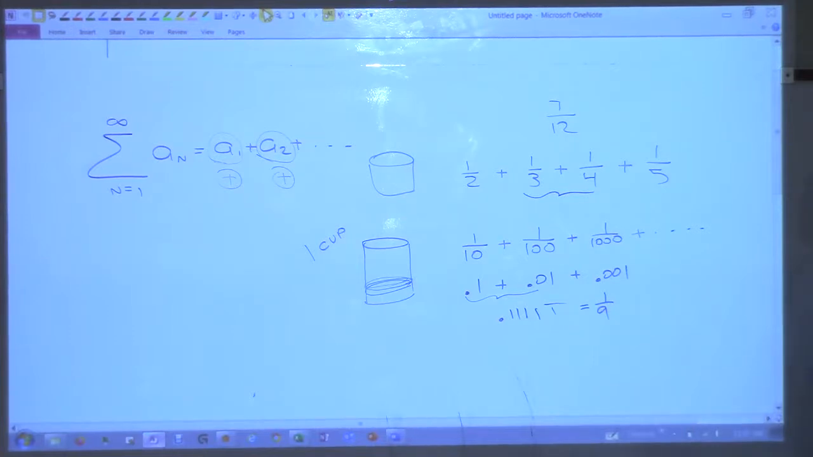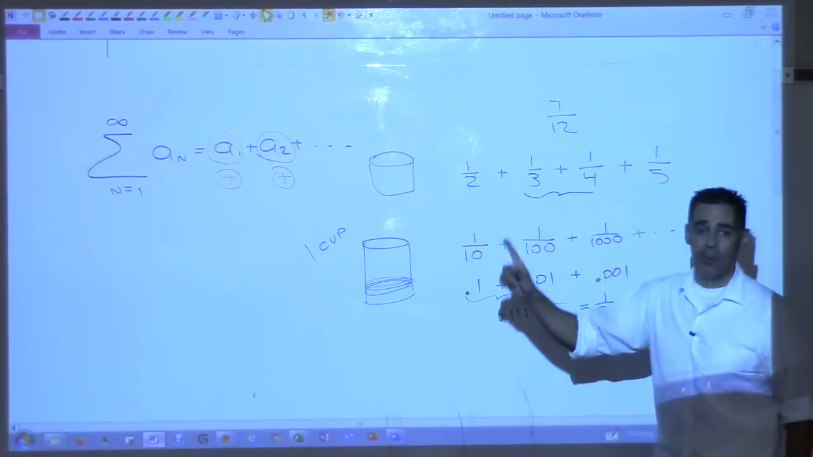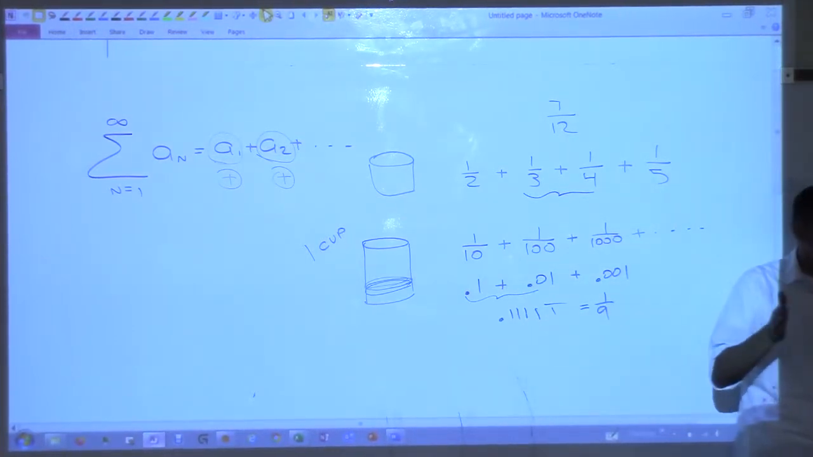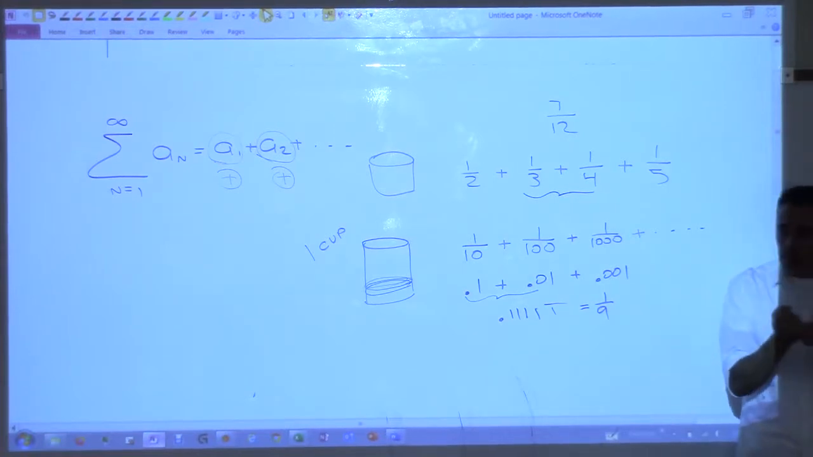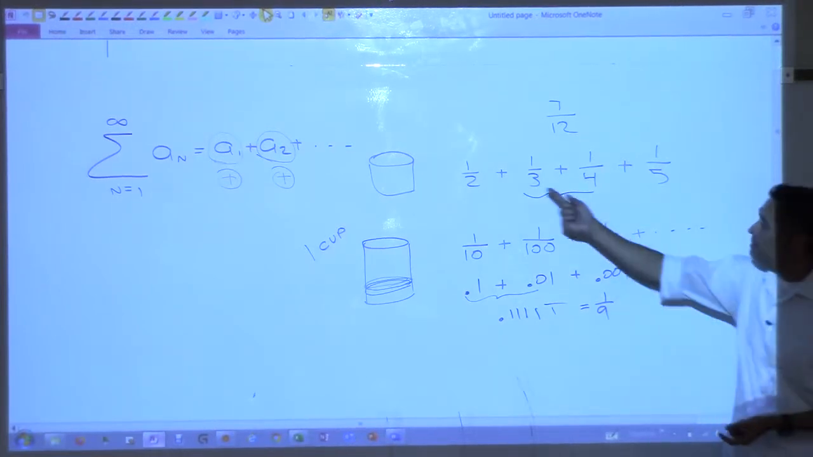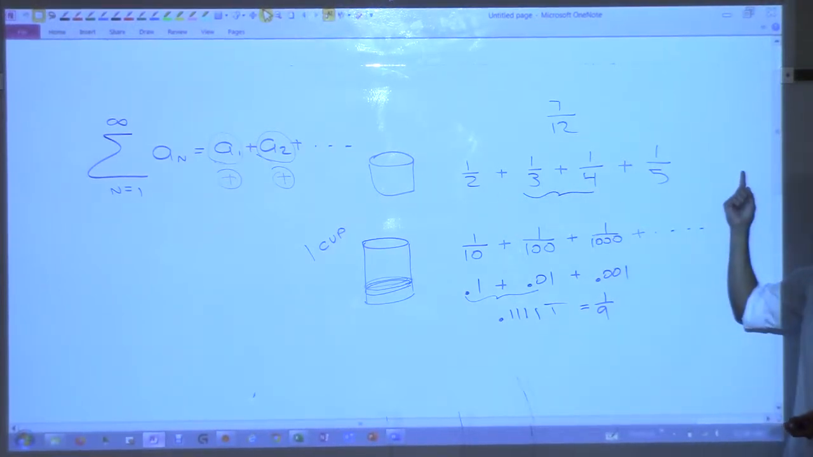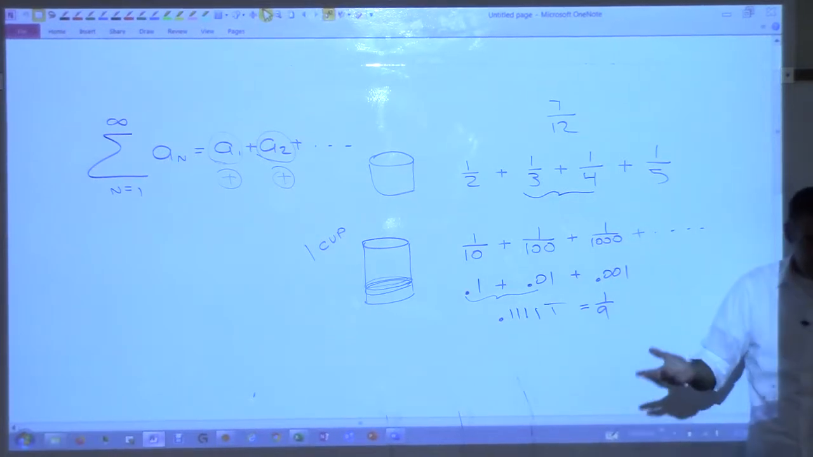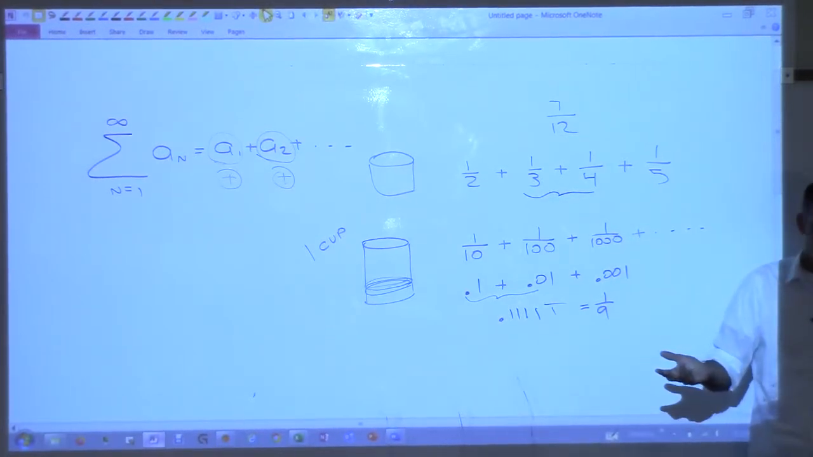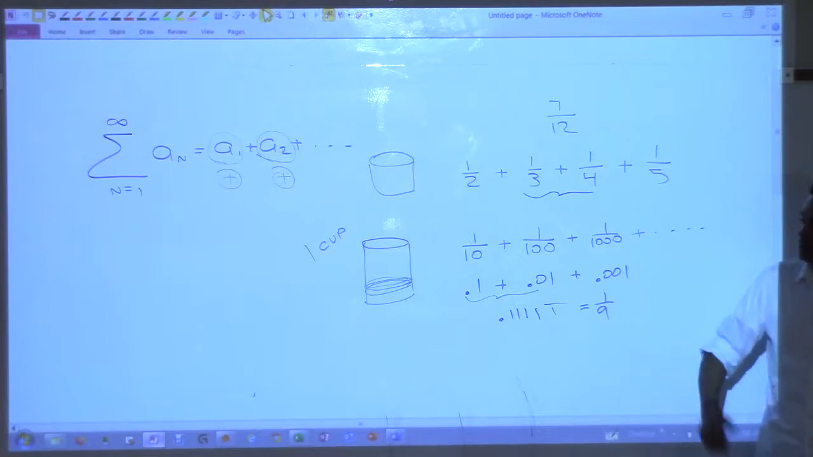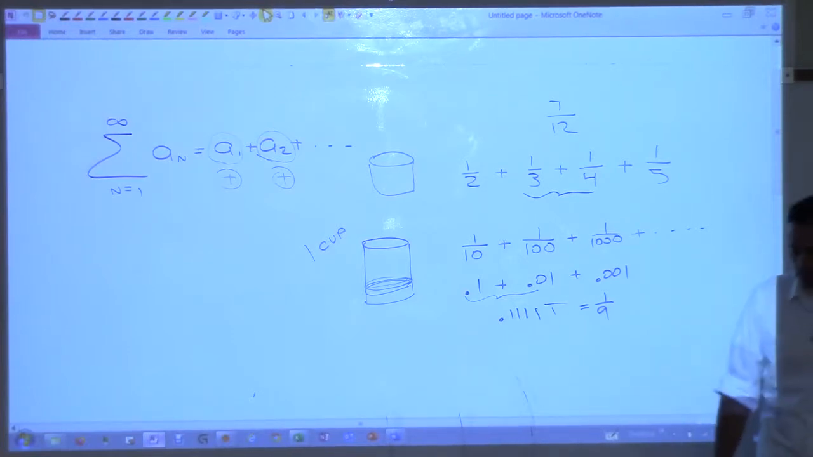So, big picture. It is possible to add up an infinite number of things and still have a finite value. We have to take that into this. But it is also possible to add up an infinite number of things and have it overfill. Right? Make sense? Okay.